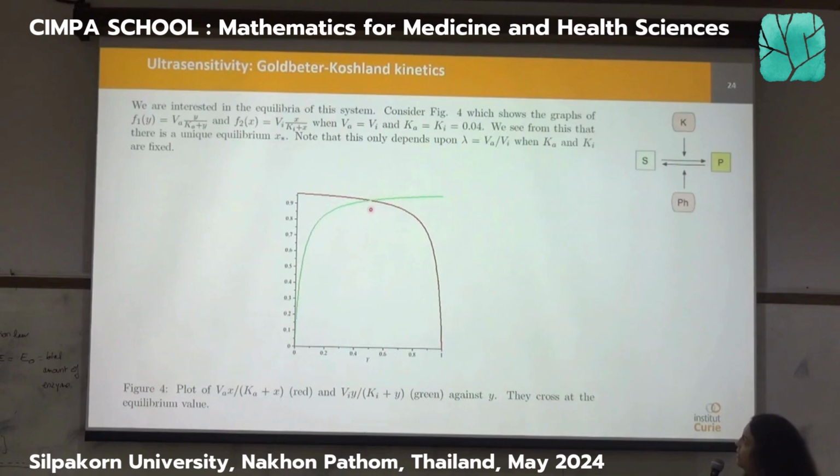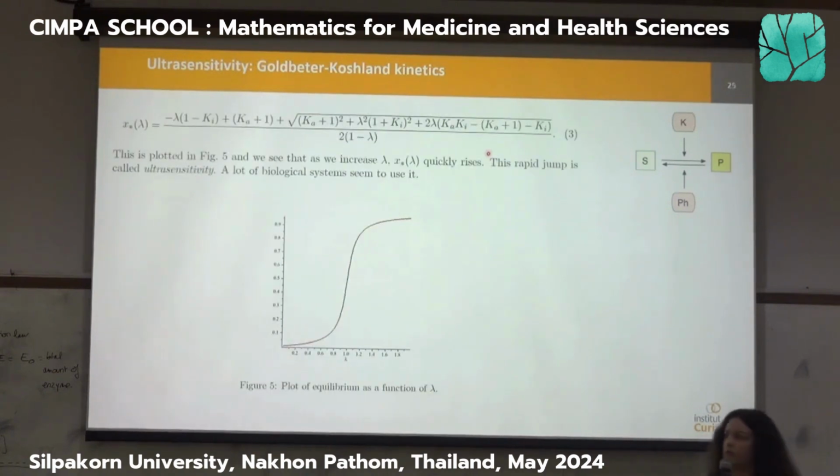So here you can see that there is only one equilibrium that will depend on the value lambda, because here K and Ki are considered fixed, and you have this value lambda which is defined as VA over VI. I'm not going to demonstrate that, but you can compute the equilibrium, X star, which depends on lambda, assuming that Ki and Ka are fixed.